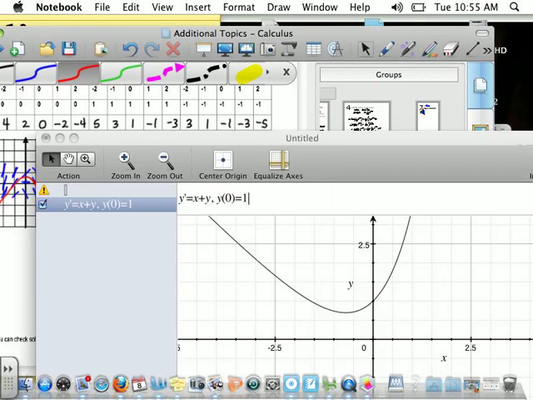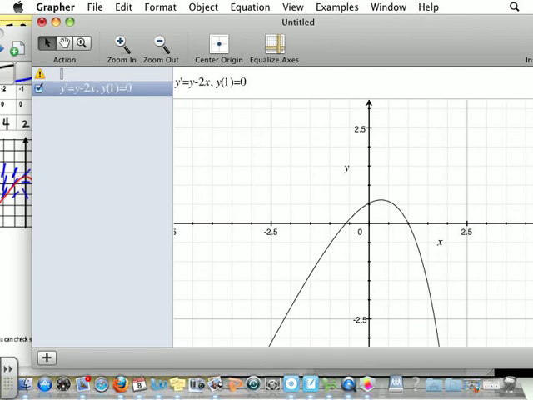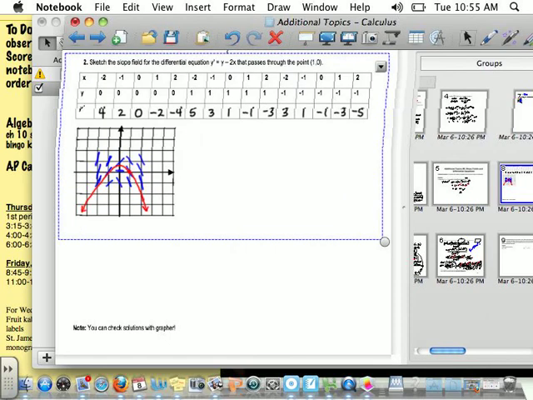Okay, now what's the next one we did? y prime equals y minus 2x, and y of 1 equals 0, right? It was the point (1, 0). Yeah, that's what we got. So you can check your solutions with Grapher. It's kind of nice to check. So did we do it right? Yeah, we did. All right.